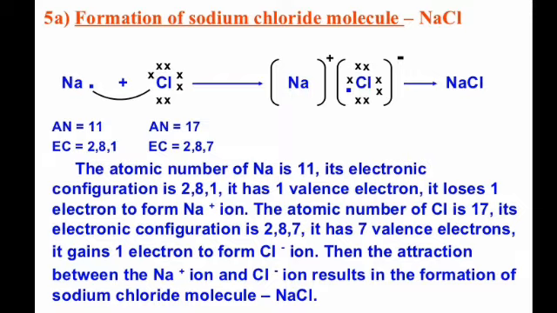And as such, sodium tends to lose this electron towards chlorine, while chlorine, having 7 valence electrons, gains this one electron to form the chloride ion. Then the attraction between the positive ion and the negative ion results in the formation of a compound, that is, sodium chloride. It is the electrostatic attraction that binds the two ions together to form a molecule.